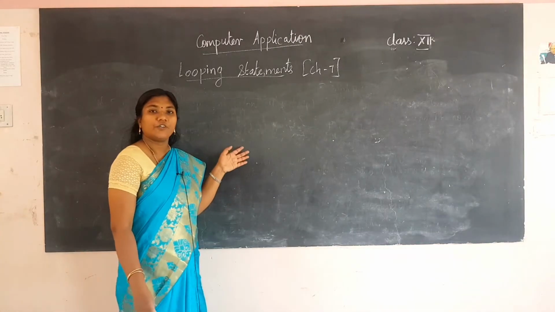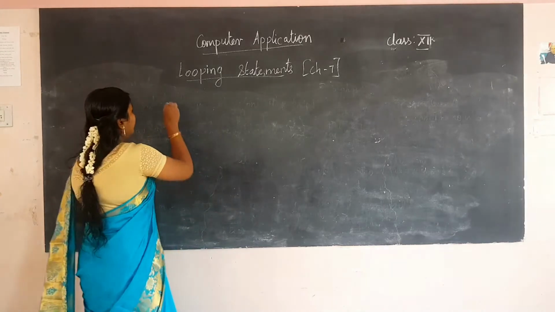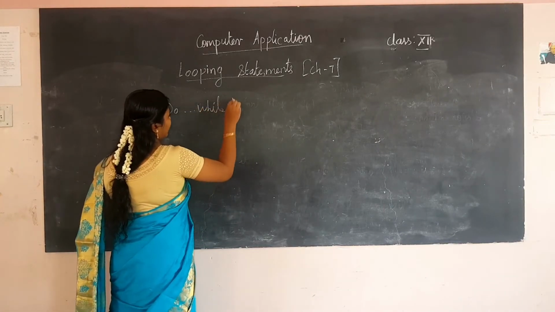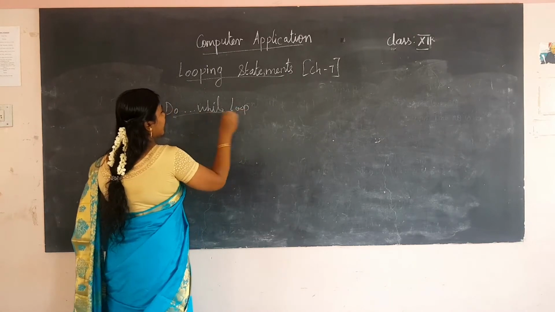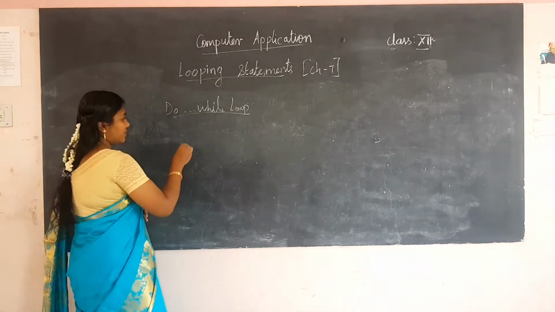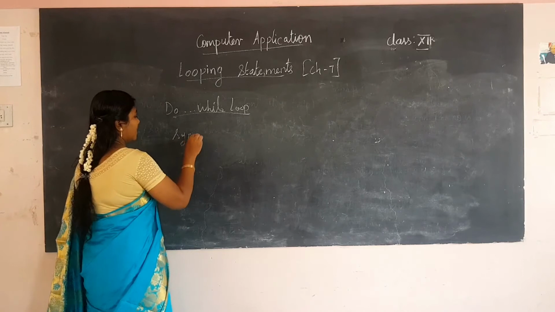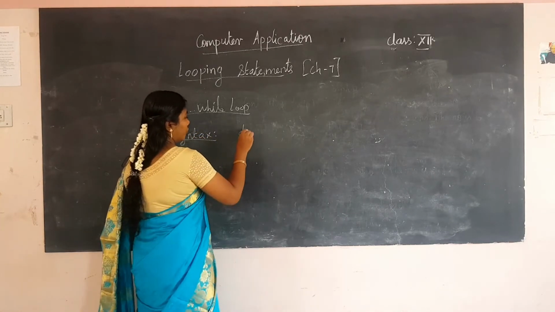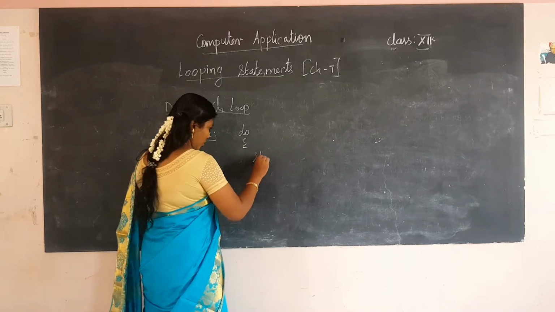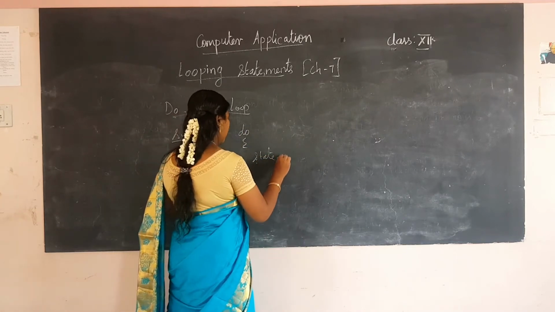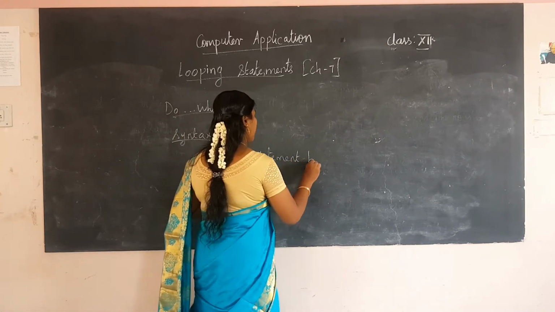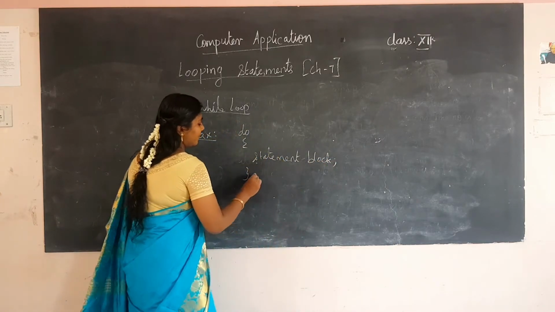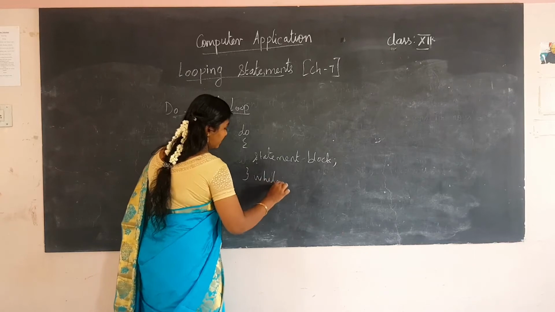So next we are going to see the do while loop. Here do and while are keywords. Let us see the syntax. So, do, the statement block, and then we give the condition with while here.